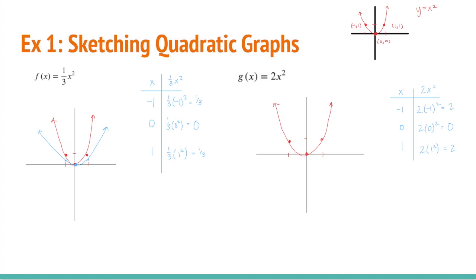Now I'm going to plug in my 2x². And so at these points, I'm still going to have a 0, 0, but at x equals 1, my height is going to be 2. At x equals -1, my height will also be 2. So I have that nice vertical stretch. It's getting thinner.